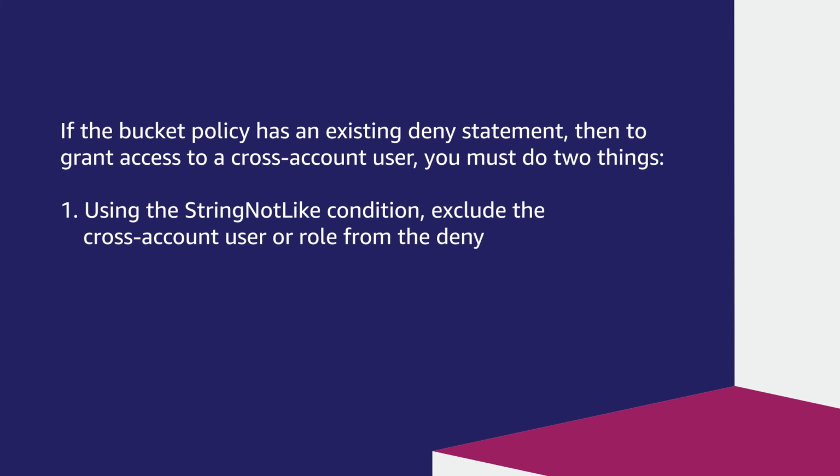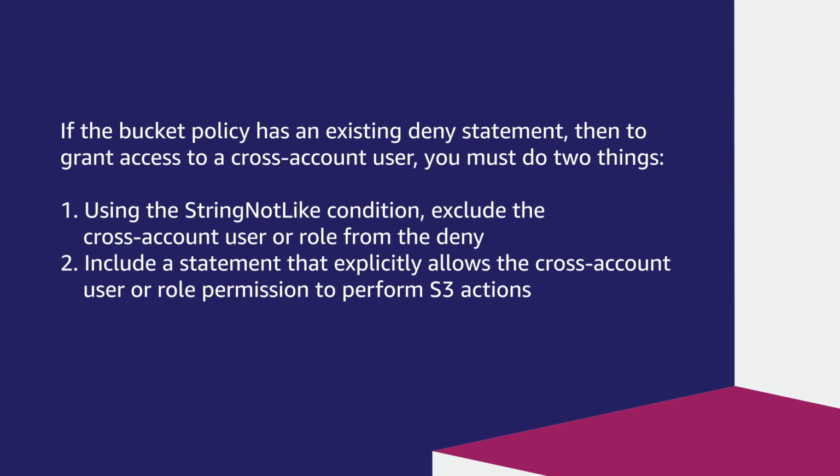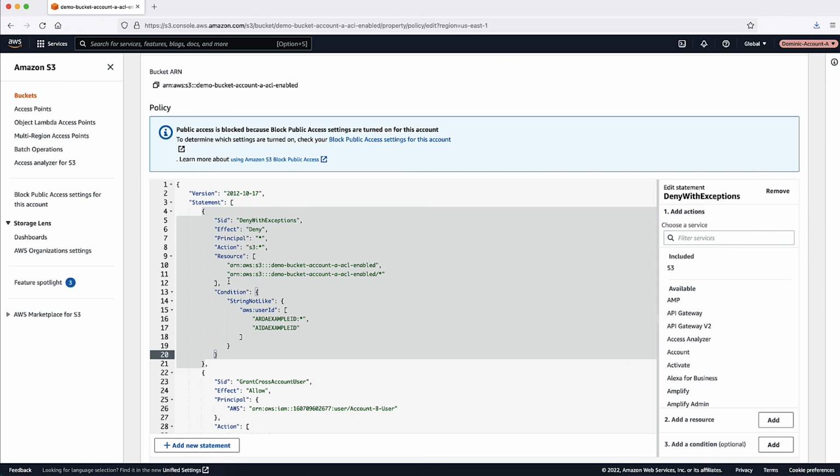Using the StringNotLike condition, exclude the cross-account user or role from the deny. Include a statement that explicitly allows the cross-account user or role permission to perform S3 actions. In the bucket policy you see here on screen, we can see that in the deny with exceptions deny statement, by using a condition, I have excluded an IAM user and role.